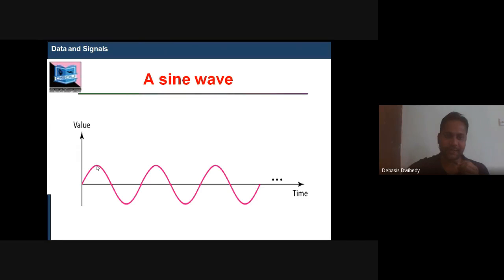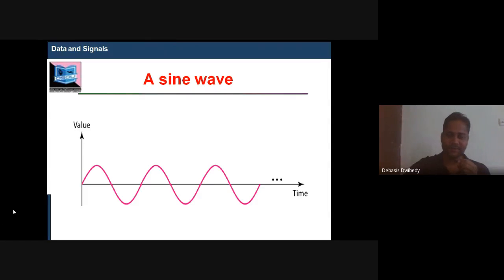The highest height is what we call the peak amplitude. This is your peak amplitude, and your amplitude ranges from this level to this level. So amplitude is nothing but the intensity of a signal relative to the energy it carries. The height of the signal is nothing but the amplitude, the intensity of the signal proportional to the energy it carries.